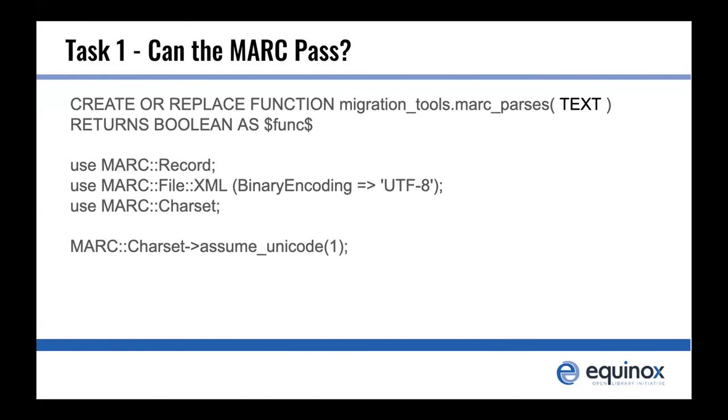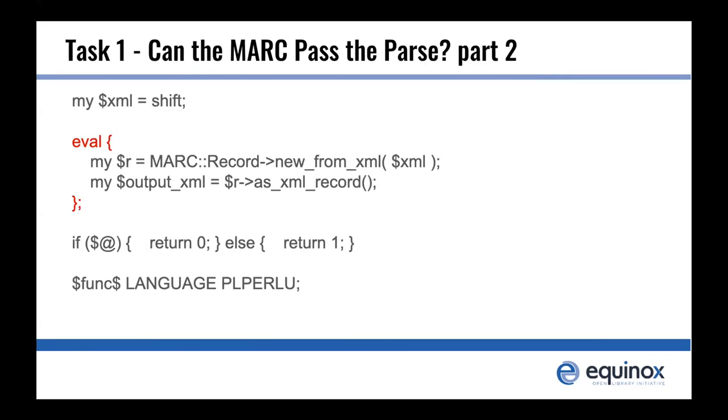So can the MARC pass? Well, this is from the actual migration tools. It's one step up from print title, but it does something actually useful. Just like the previous one, we take in a blob of MARC text, and we declare some calling for the MARC record libraries and XML and character set. Here I'm going to assume UTF-8, although I probably don't need that here. And the big difference is this evaluation statement.